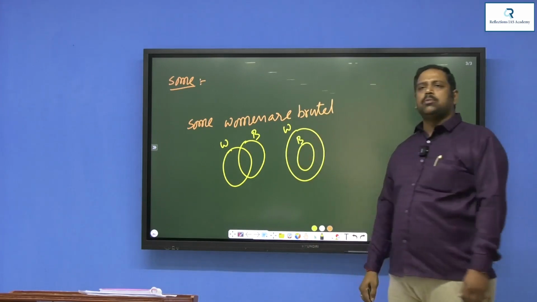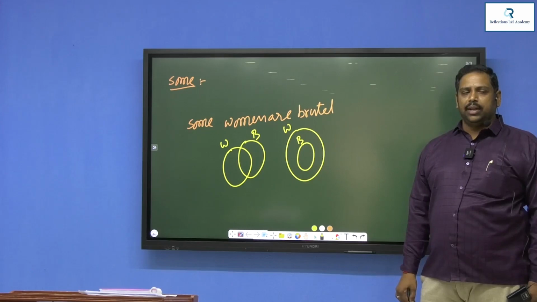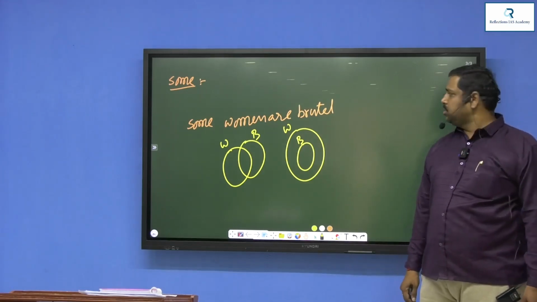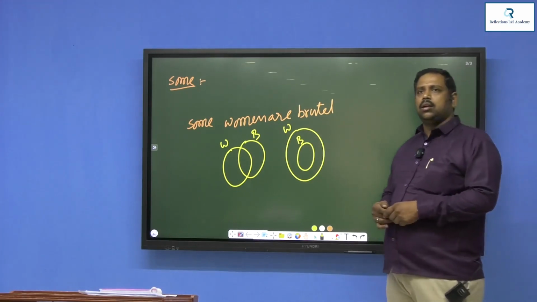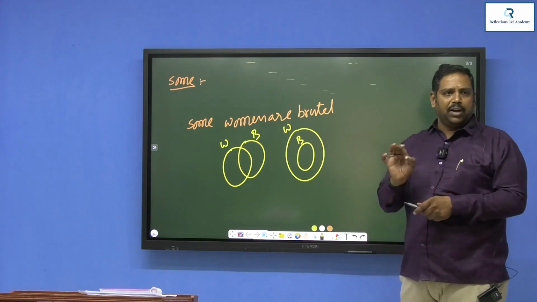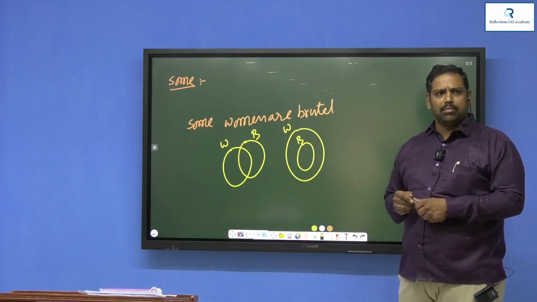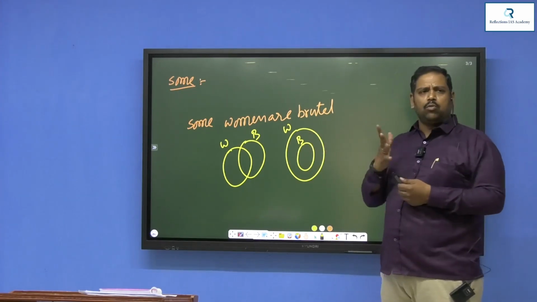What about this? Is it possible or not? Why? What's the statement? Some are brutal, but not all brutal are women. The second one indicates all brutal. Whether he qualified inter or degree or not, that is not important for me. The other statements, what you can understand from this, I don't want.